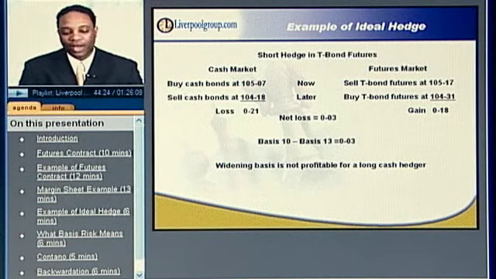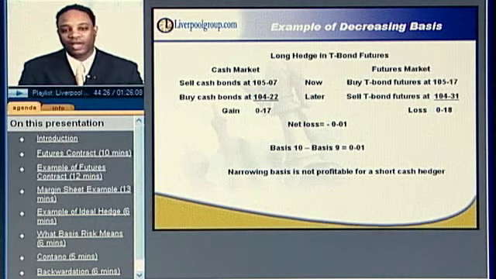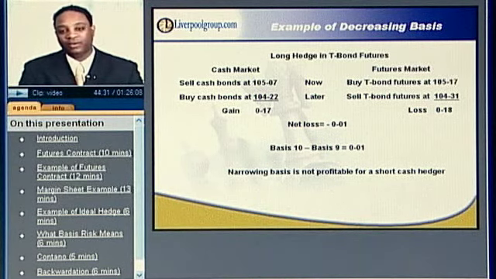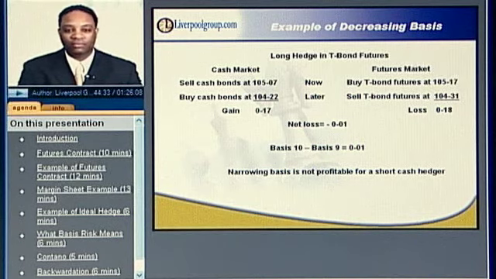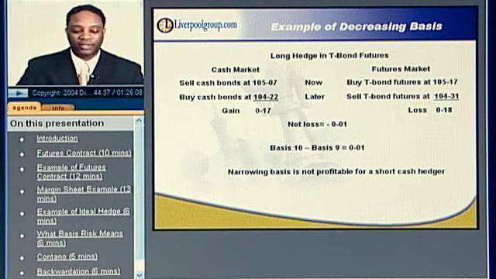And so we see a widening basis here, and it's not profitable for the long cash hedger, and it hurts their bottom line. And these are the things that as speculators we have to consider, that our competition, which is the hedgers, are actually thinking of and are watching in the marketplace.